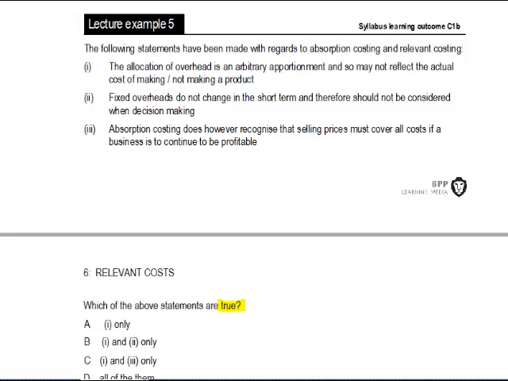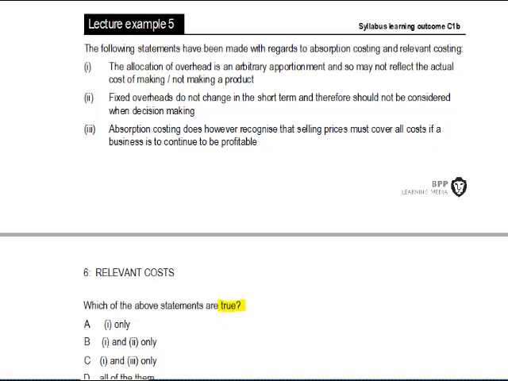Lecture example 5 gets us thinking a little bit about absorption costing and relevant costing, and gives us some statements to consider. This style of question is going to be quite typical under the new syllabus, where we've got to think about which of the statements in this case are going to be true. So pause the presentation, have a read through the 3 statements, and just think whether you think they ring true or not, and then we'll go through them in detail. Okay, let's look at the first one.